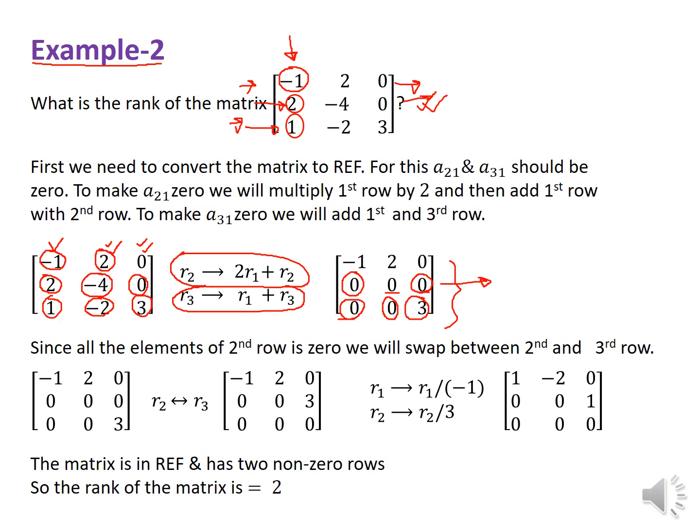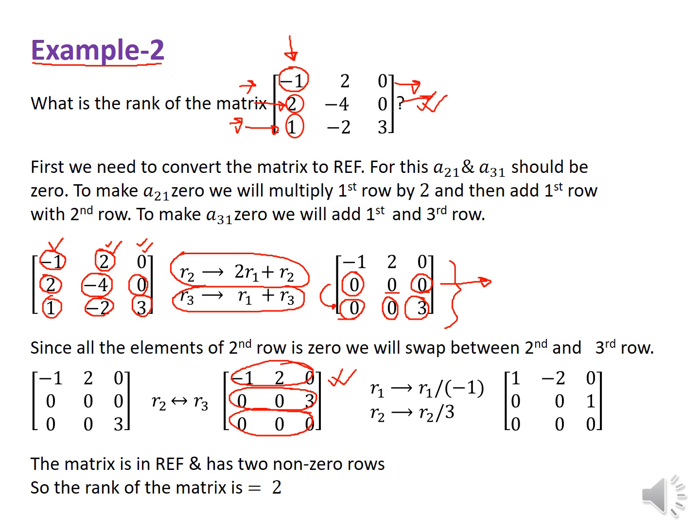According to the condition, we will group it together at the bottom. We will take the second row to the bottom of this matrix, that means we will swap the second and third rows. After swapping the second and third rows, -1, 2, 0 will be the first row, 0, 0, 3 will be the second row, and 0, 0, 0 will be the third row. So the matrix is now almost in row echelon form.